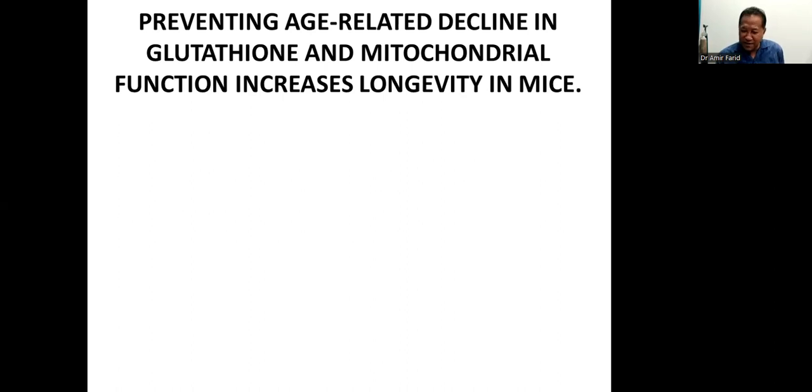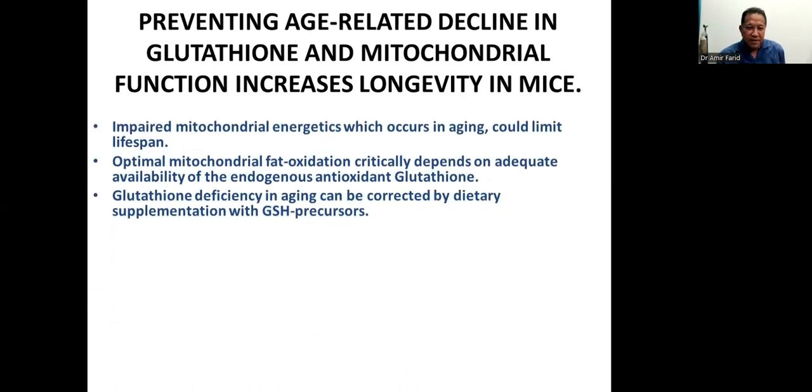Okay, then we move further up to mice now. Preventing age-related decline in glutathione and mitochondrial function increases longevity in mice. Impaired mitochondrial energetics, which occurs in aging, could limit lifespan. This is what the study shows. Optimal mitochondrial fat oxidation critically depends on adequate availability of the endogenous antioxidant glutathione. And glutathione deficiency in aging can be corrected by dietary supplementation with glutathione precursors. Okay, this is a study on mice.